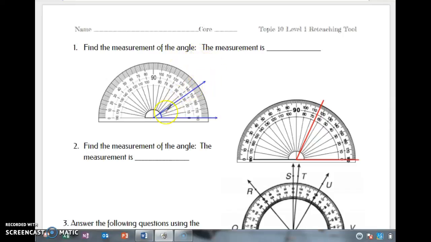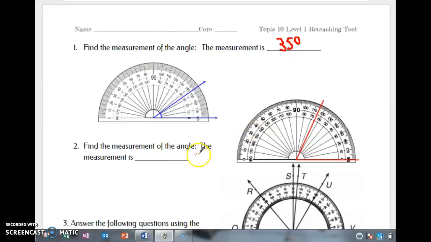So if you look here at the blue angle, first thing you should notice is that it's an acute angle. Because it's an acute angle, you should automatically know that it's going to be less than 90 degrees. So you'll be looking at the bottom numbers from the protractor. Starting from 0, you'll see that the angle moves all the way up till it's in between 30 and 40 degrees. Because it's in between 30 and 40 degrees, it is safe to say that this angle is 35 degrees. So here you're going to put 35 degrees.